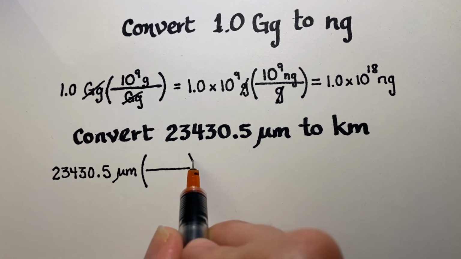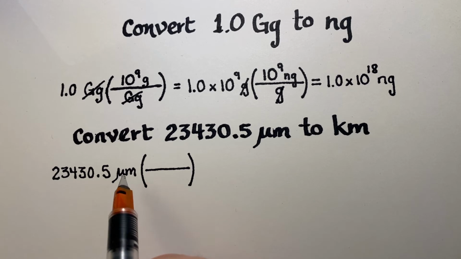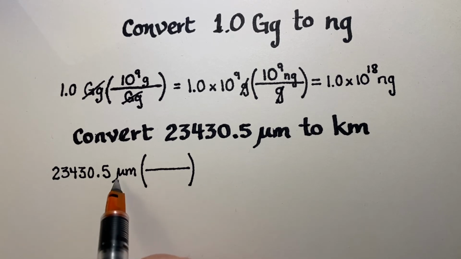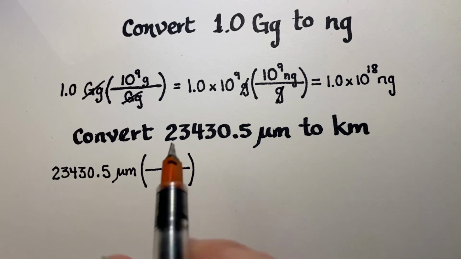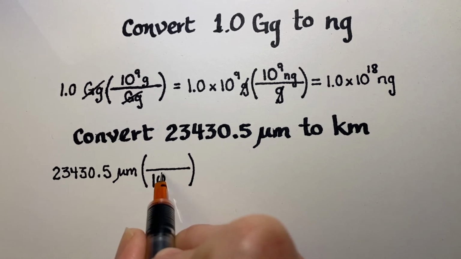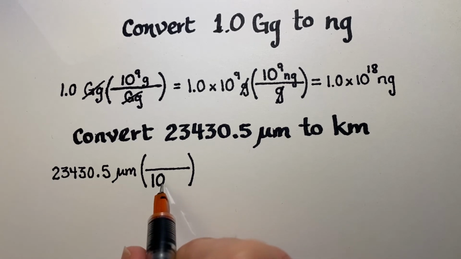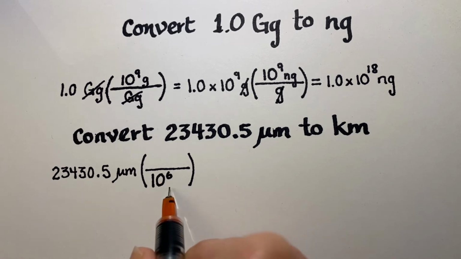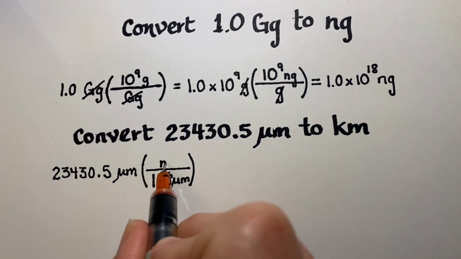So, again, we make a ratio that converts micrometers to meters. We want micrometers to cancel out, so that's going to be the denominator. And if you know that conversion, again, look it up, or if you have memorized it, then you would know it takes 10 to the 6th micrometers for every meter.